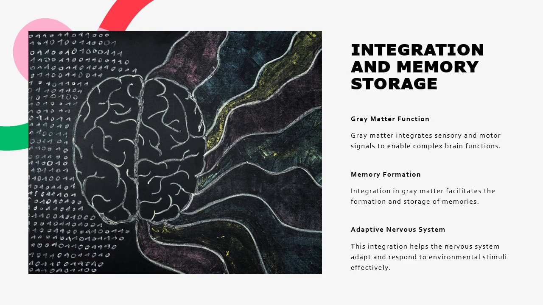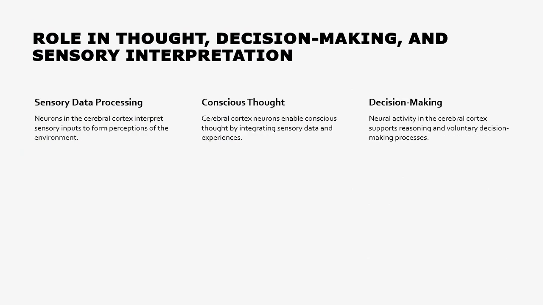Gray matter integrates sensory inputs and motor commands, facilitating memory formation and storage. This integration allows the nervous system to adapt and respond effectively to stimuli. Neurons in the cerebral cortex process sensory data and are critical for conscious thought and decision making. This process enables perception, reasoning, and voluntary action. So this is really what is critical when it comes to a lot of the higher level thinking that makes us human beings.